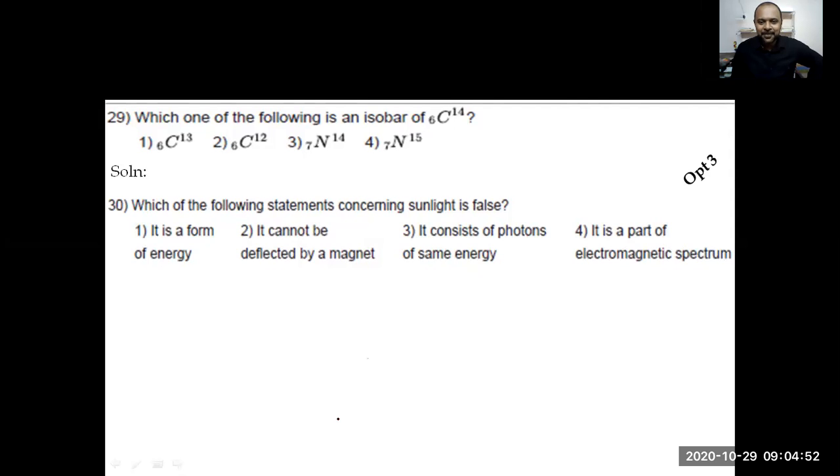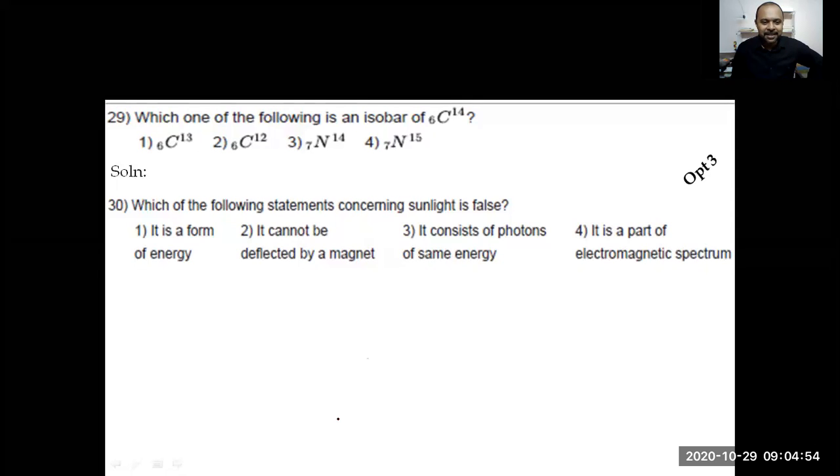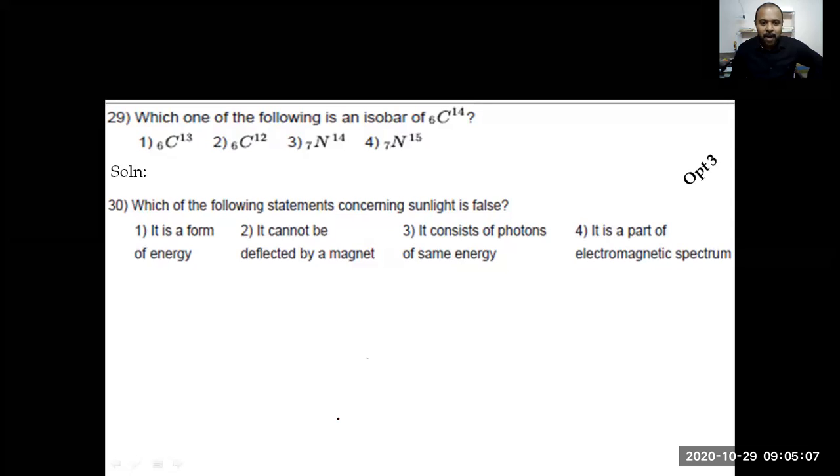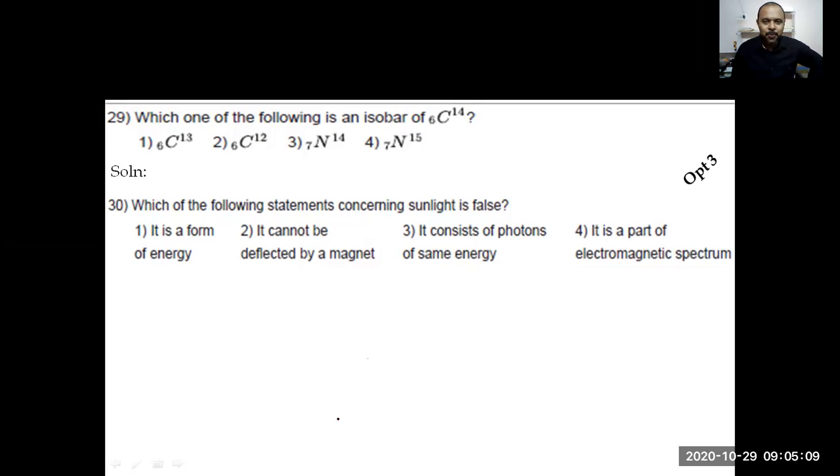Shashank, you said option 2 is false, no? Yes, sir. It cannot be deflected by magnet. That means it can be deflected by magnet. It cannot be deflected, sir. If that is false, then what is true? Sir, it has both electric field and magnetic field, so it can be deflected. Part of a spectrum. Okay. But it has no mass. But okay, with all this discussion, please give the final answer.